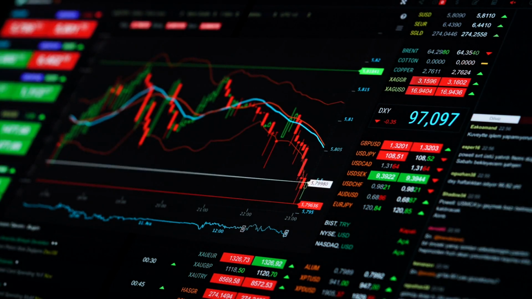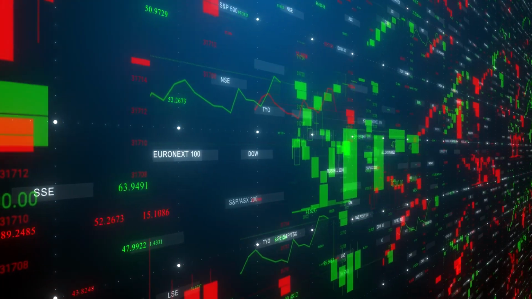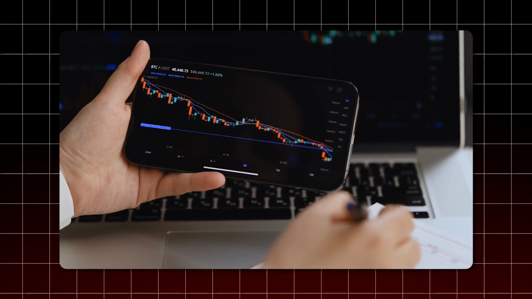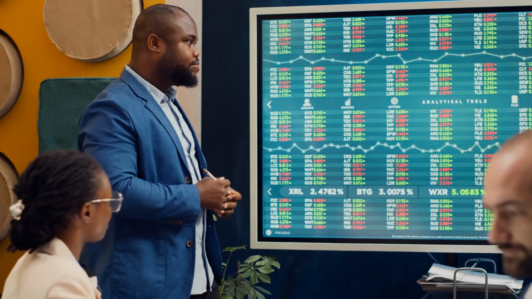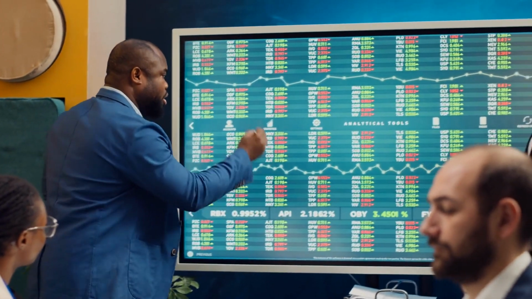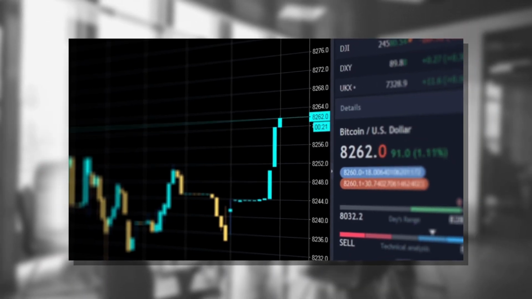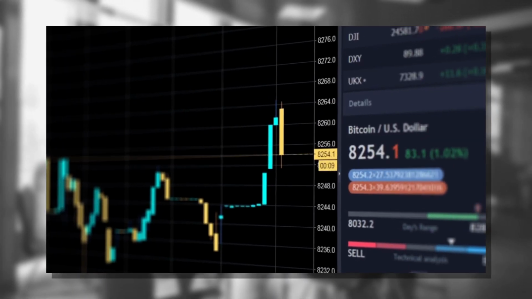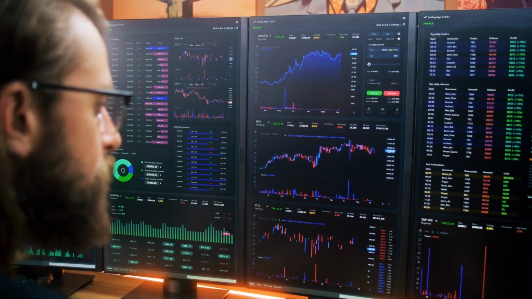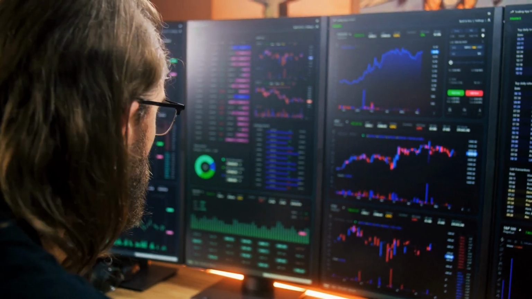Indicators, like moving averages, help you spot trends. Short-term averages, like the 20-day, track quick shifts, while long-term ones, like the 200-day, show broader trends. Indicators simplify analysis and make patterns easier to spot. Master these basics, and you'll be reading stock charts with confidence in no time.